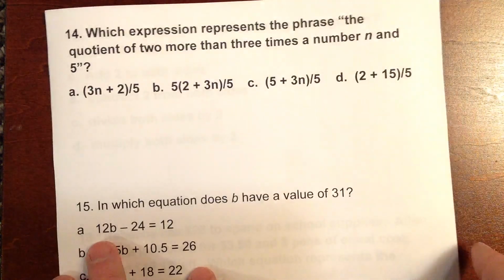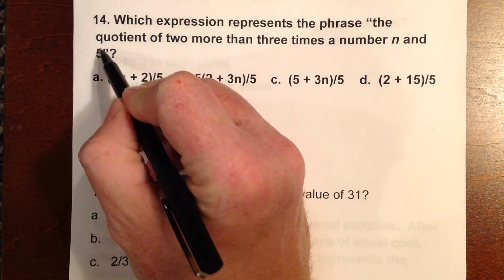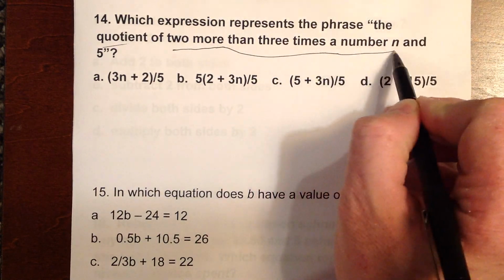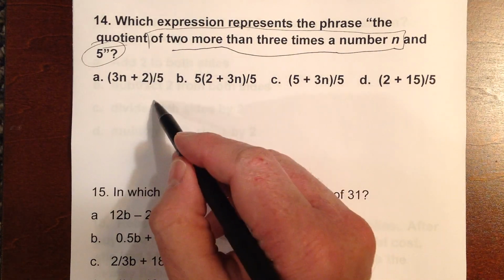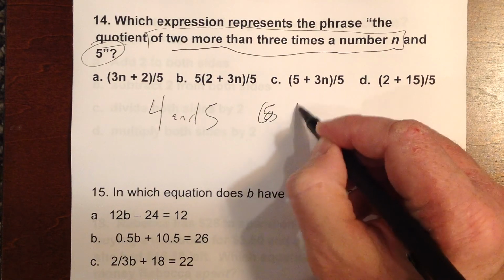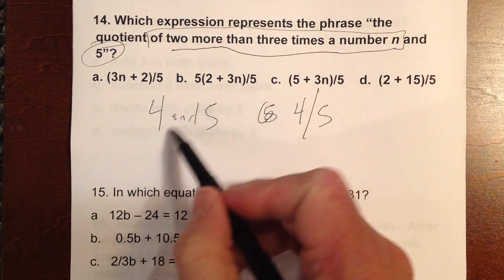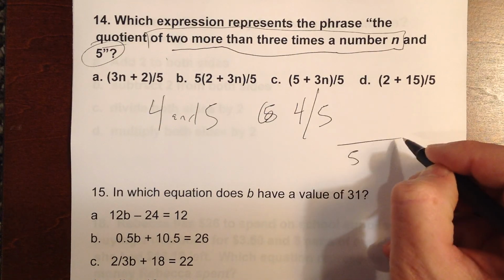Now if I'm going kind of fast for you, that's okay. That means all you have to do is go back and rewind it. Which expression represents the phrase the quotient of, that means we're going to divide. The quotient of what? The quotient of 2 more than 3 times a number and 5. So what if I said the quotient of 4 and 5? We would simply say 4 divided by 5. Well, in this case, we don't have that, though. We have the quotient of a bunch of stuff and 5. So we know that 5 is going to be on bottom.